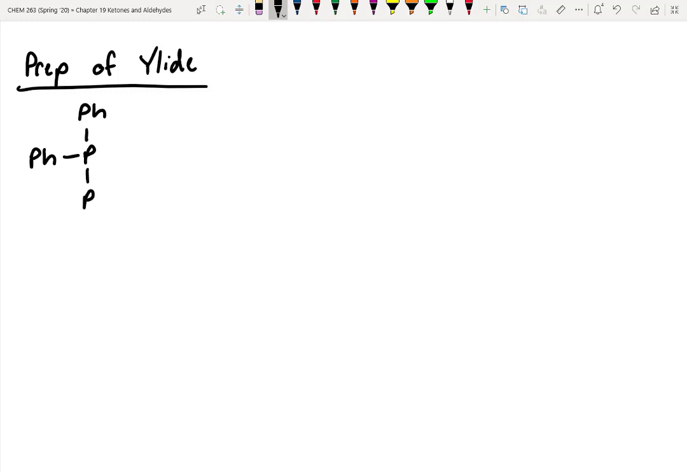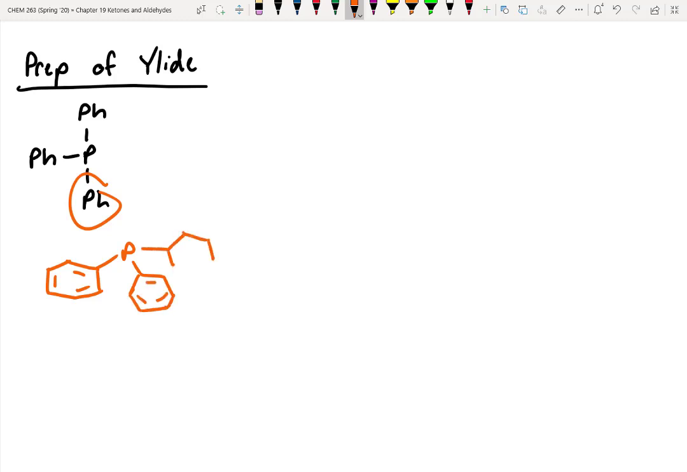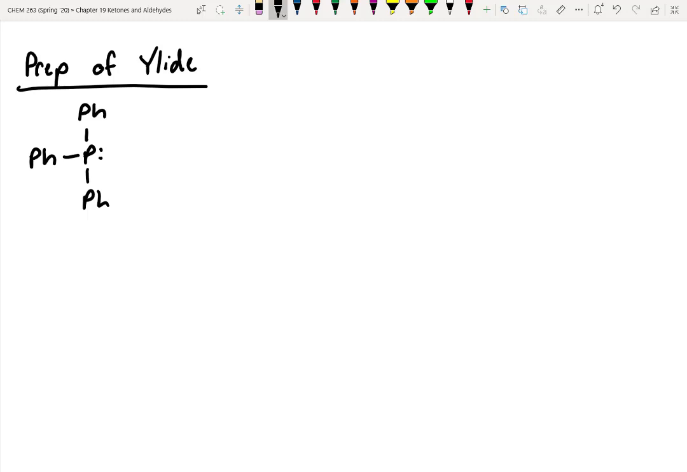So if you recall, this Ph group right here is basically just a phenyl group. So this is attached to phosphorus 3 different times. It's just a lot quicker to draw out Ph than to draw all of these rings, but you get the idea. All right. So let's just stick with that shorthand version. And the phosphorus has a lone pair coming off of it.